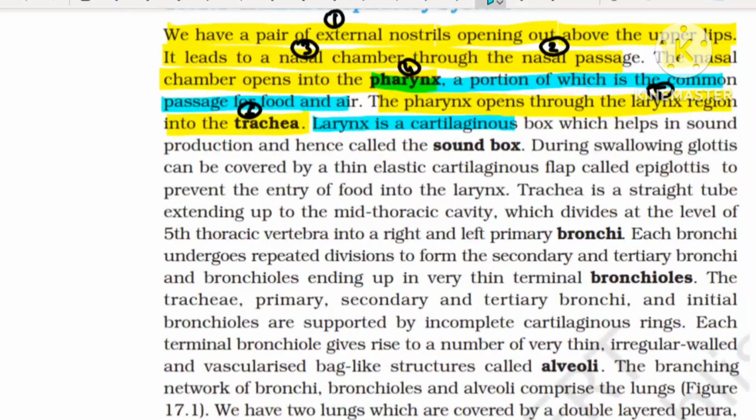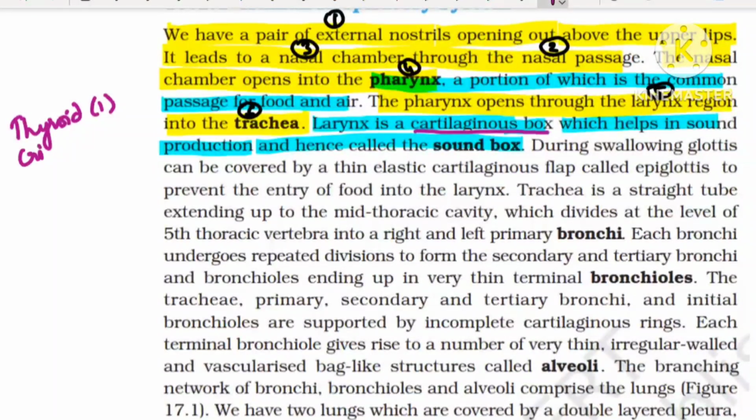So there are different types of cartilages, which help in production of sound with the help of vocal cords, which are of two types, true vocal cord and false vocal cord. True vocal cord is the one which helps in producing sound. Because it is producing sound, we say it is a sound box. So you have to learn that it is a cartilaginous box with different types of cartilage. Right now I told you there is thyroid cartilage, one, cricoid cartilage, also one, epiglottis is also one. Clear?